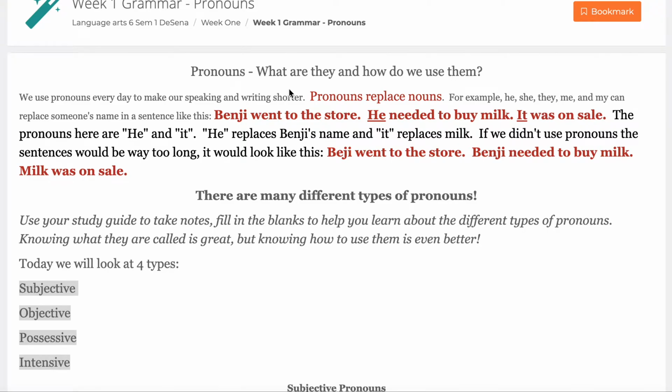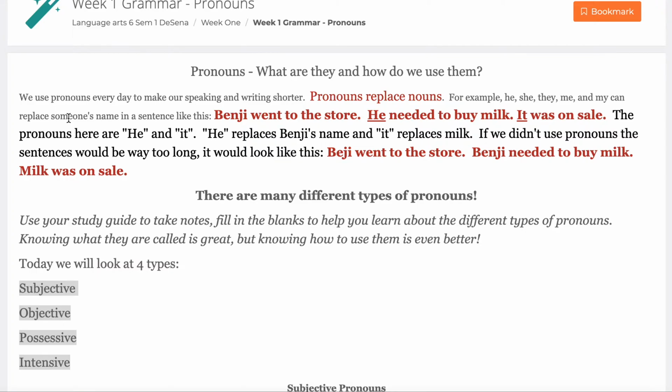Pronouns. What are they and how do we use them? Students, we use pronouns every day. They're not difficult. A pronoun is just a word that we use to replace nouns. Some examples of pronouns are he, she, they, me, my. All these words replace somebody's name or a thing in a sentence.